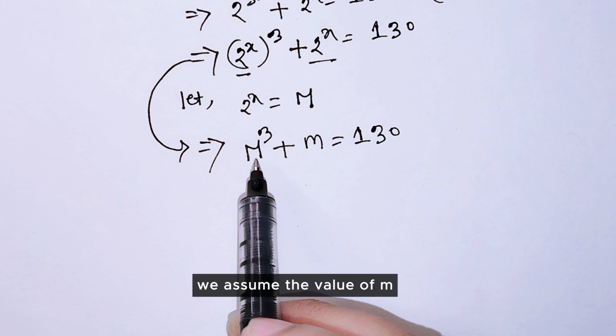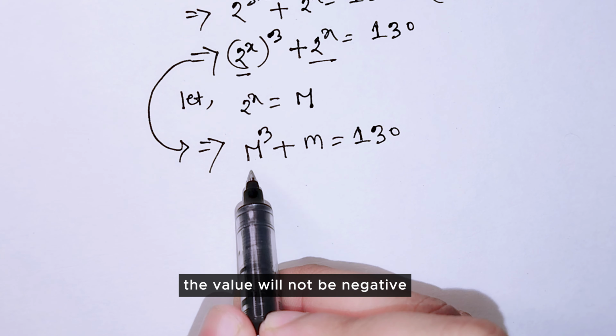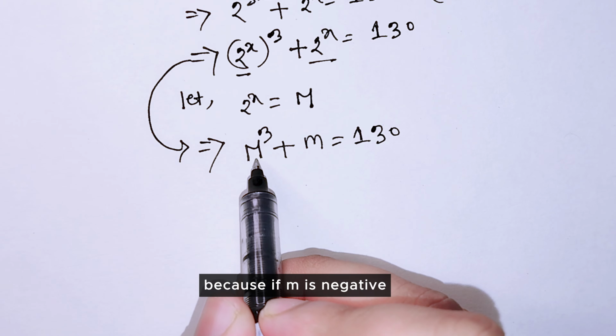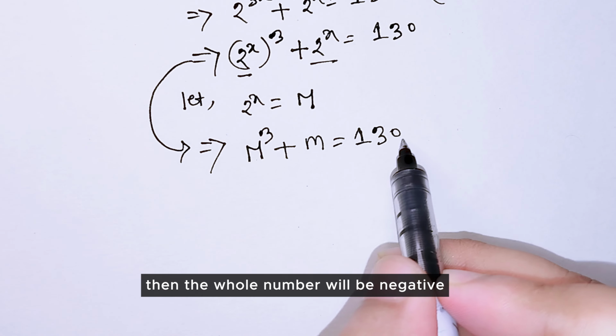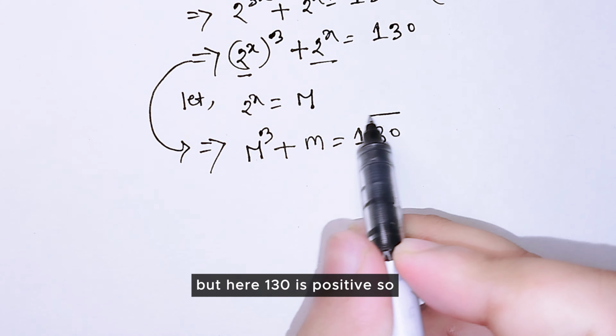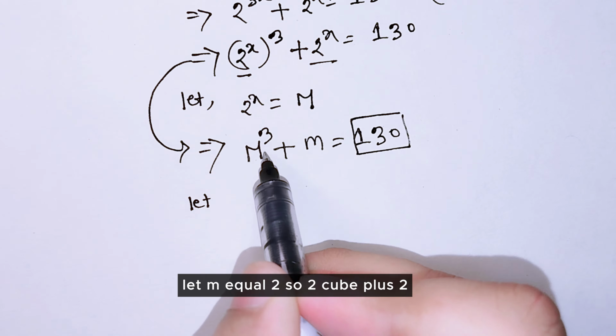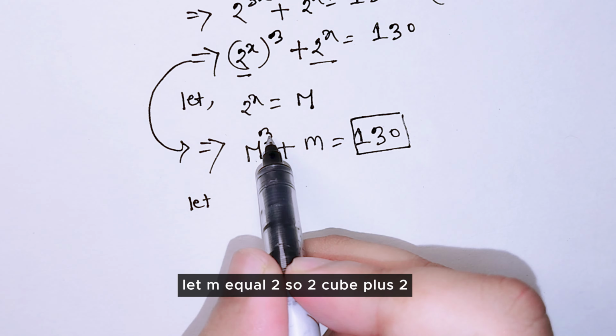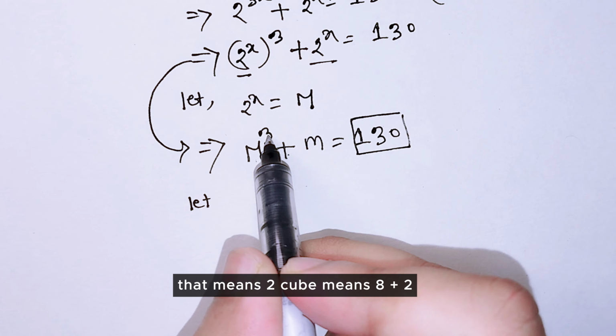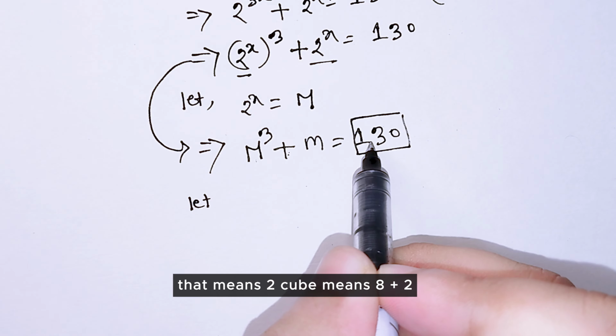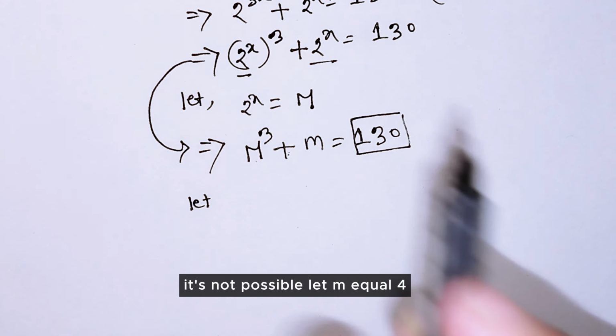Now we assume the value of m. The value will not be negative, because if m is negative then the whole number will be negative, but here 130 is positive. So let m equal 2. So 2 cube plus 2, that means 8 plus 2 is 10. 10 equal 130, it's not possible.